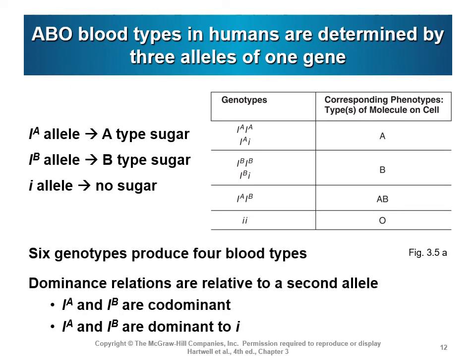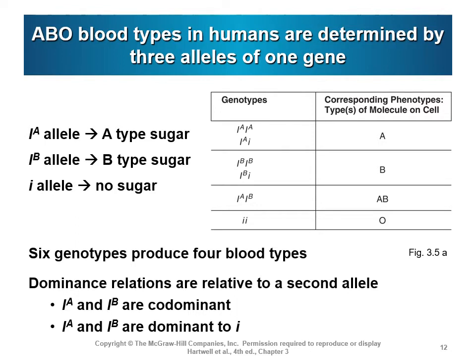Now let's look at an example in which a gene has three alleles. In this case, it is the gene that determines the blood group, otherwise known as A, B, O blood types. We have one allele that codes for sugar A, the second allele that codes for sugar B, and the third allele that codes for nothing.